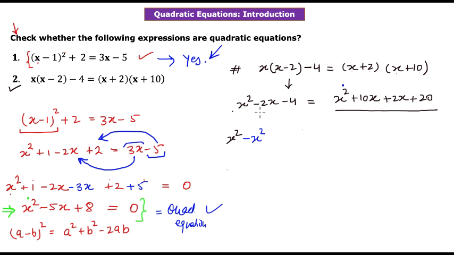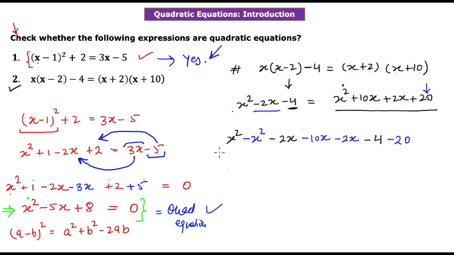Then you go to the next part, which is negative 2x. I will write as it is, negative 2x. And from the right hand side, I will get plus 10x. When you bring it to the left hand side, it will become negative 10x. And this plus 2x will also become negative 2x. Then you have negative 4 here, right? This will be as it is. And the term on the right hand side is plus 20. And when it comes to the left hand side, it becomes minus 20.